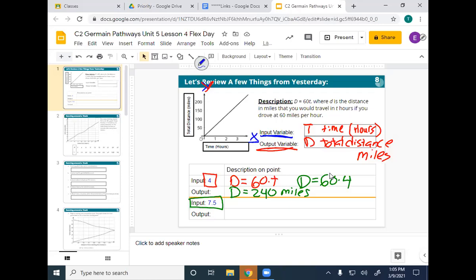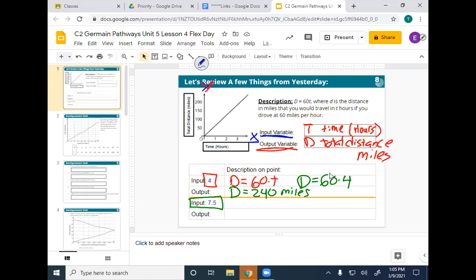Taking another 20 seconds for all folks. Calculating what that output would be when we have an input of 7.5. Make sure that you give it a label of something. Feet, pickles, pencils, cupcakes. I don't know. I'm in a food mood today, guys. Okay, let's come back together.